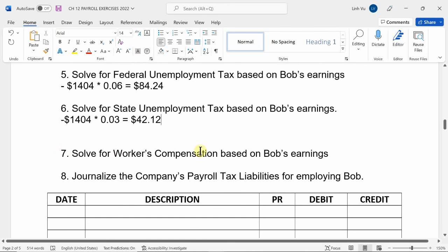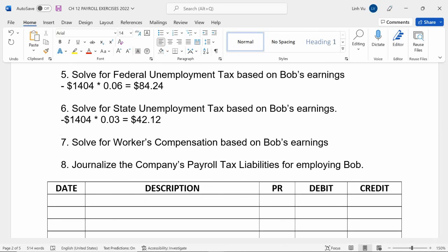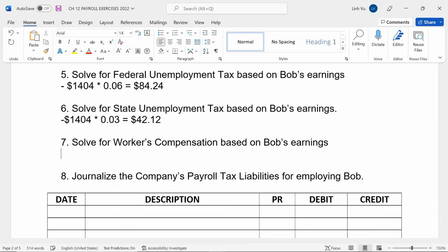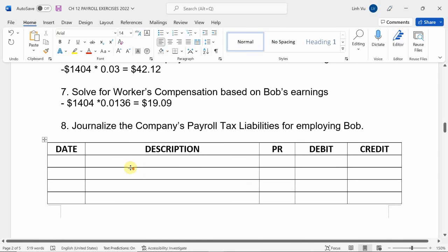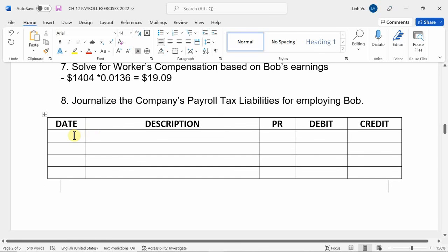And then workers' compensation. How much did we say workers' compensation is going to be? 1.36%. Which gives you a total of 19.09. Good. So then journalize the company's payroll tax liabilities.